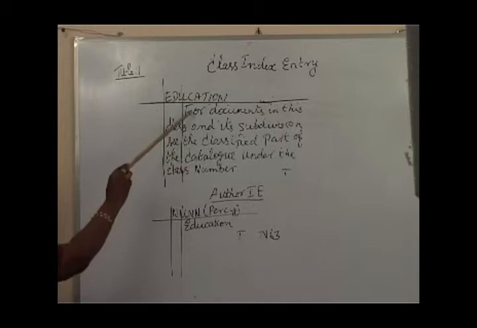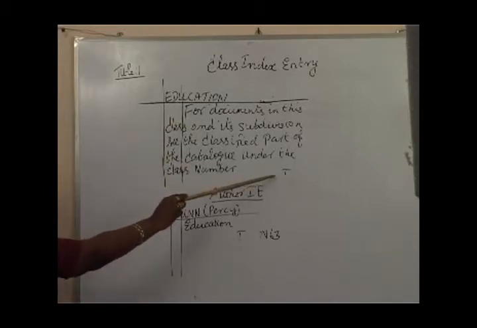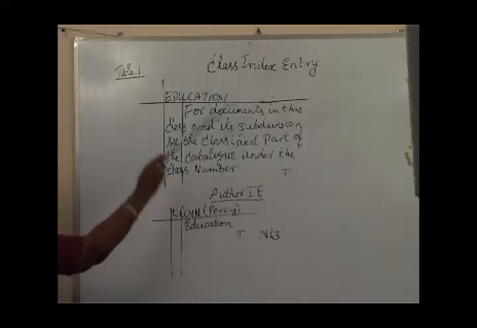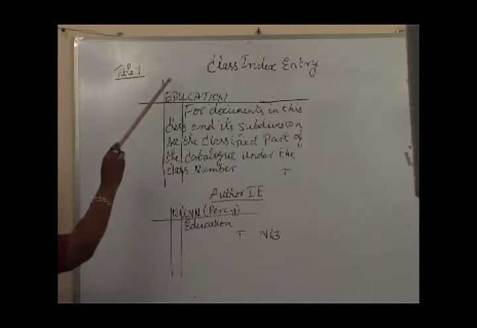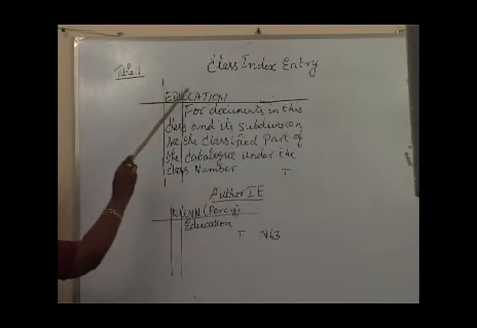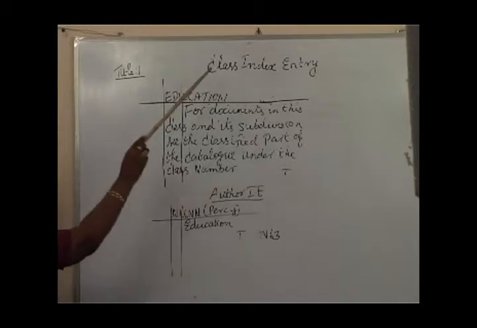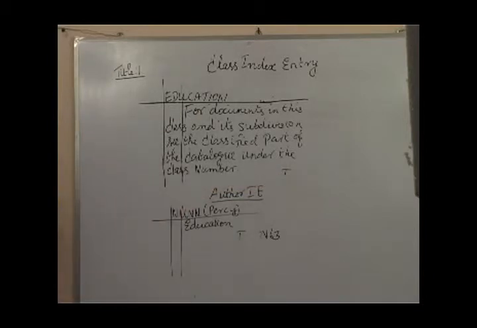So in the second section, we use the directing words, and the third section, which is written on the right side of the card, denotes the class number for the word written in the horizontal line. So the number for education is T. So any class index entry will have three sections, that is the leading section, directing words, and the given class number. And the next added entry is for author, which is known as author index entry.